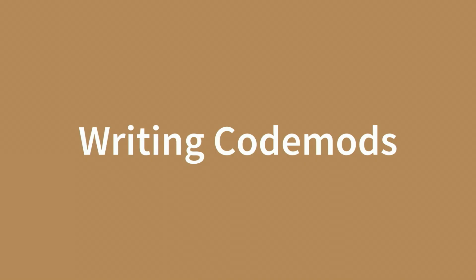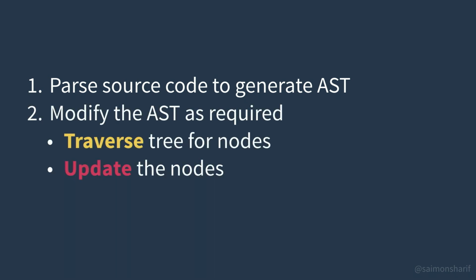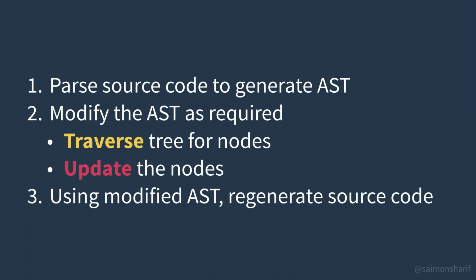So as we begin to combine these concepts together, we can actually begin to write code mods. So let's dive right in. Here's a general overview of the process. First, we'll need to parse our source code to generate the abstract syntax tree. After that, we'll need to actually modify the abstract syntax tree as required for our refactoring goals. That means that we'll need to traverse the tree for the nodes we care about, access them, and then update those nodes as well. And finally, using our abstract syntax tree, we can regenerate our source code. The files have been modified, and we're good to go. The refactoring is done.